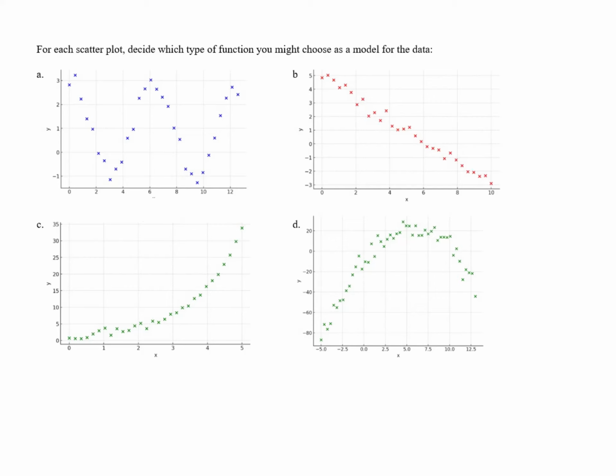For each scatter plot, decide which type of function you might choose as a model for the data. All right, let's start with this first one, A. It looks like we've got data that's going down and then up, and then down, and then up, and then down in a very repetitive, you might even say periodic way.